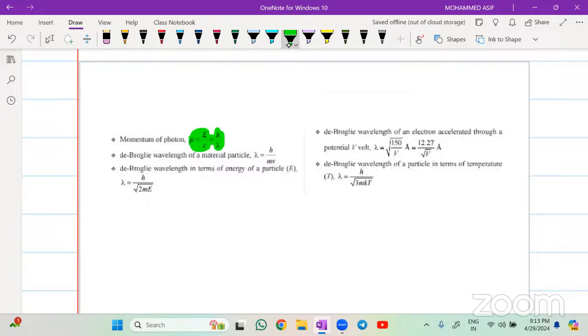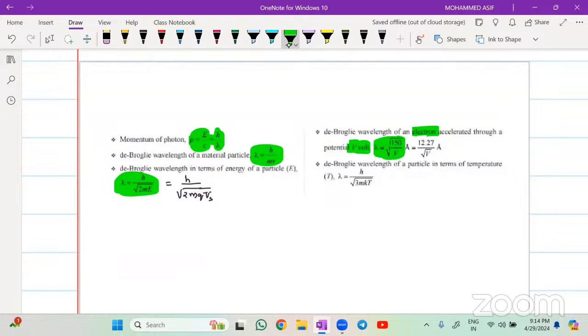Very important. De Broglie wavelength of the particle is lambda equals h by mv. And de Broglie wavelength of the particle in terms of energy E is lambda equals h divided by under root of 2m into kinetic energy. This is also written as h divided by under root of 2 into m. Kinetic energy can be written in terms of charge of the particle into potential. Stopping potential maybe. Okay. Then de Broglie wavelength associated with an electron accelerated through the potential v volt is how much?